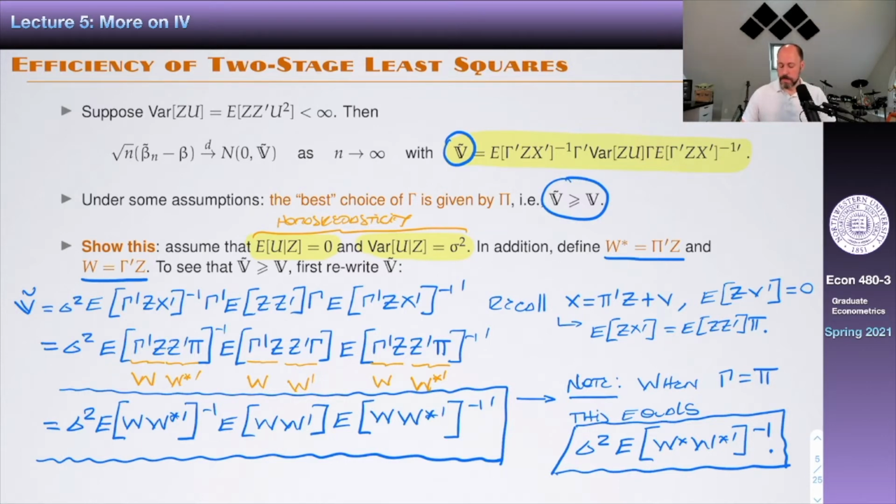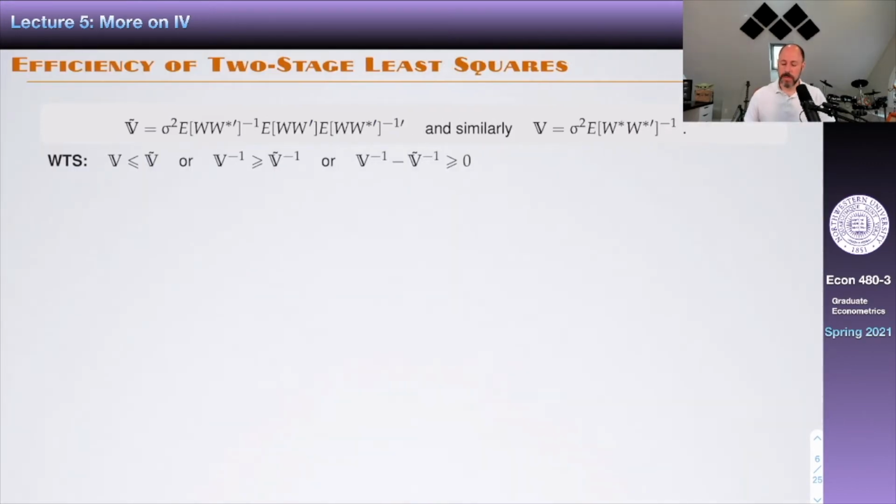Okay, so we want to prove, again, that B tilde is at least as big as B, which we re-express here in this way. And now we have these two expressions that are convenient. Here I just rewrote the last derivation that we had. And notice that we want to prove that B is less than or equal to B tilde. You can rewrite this as B inverse greater than or equal to B tilde inverse. Or, just take this to the other side.